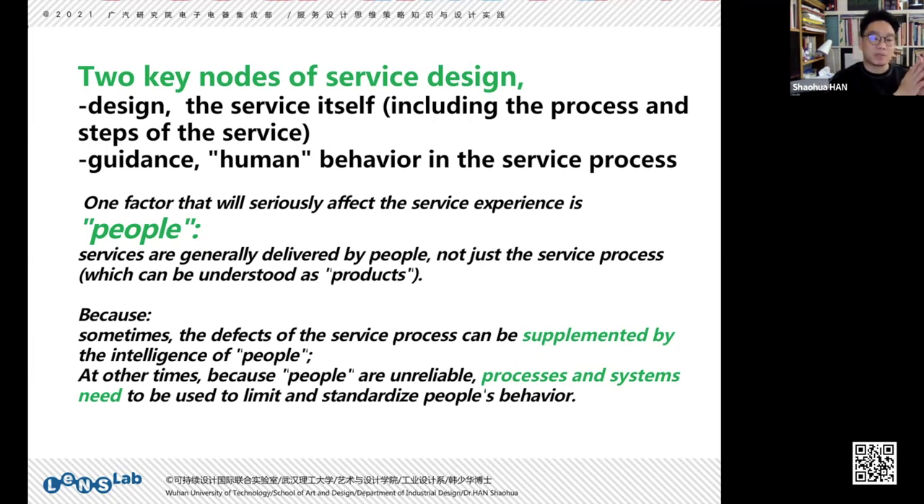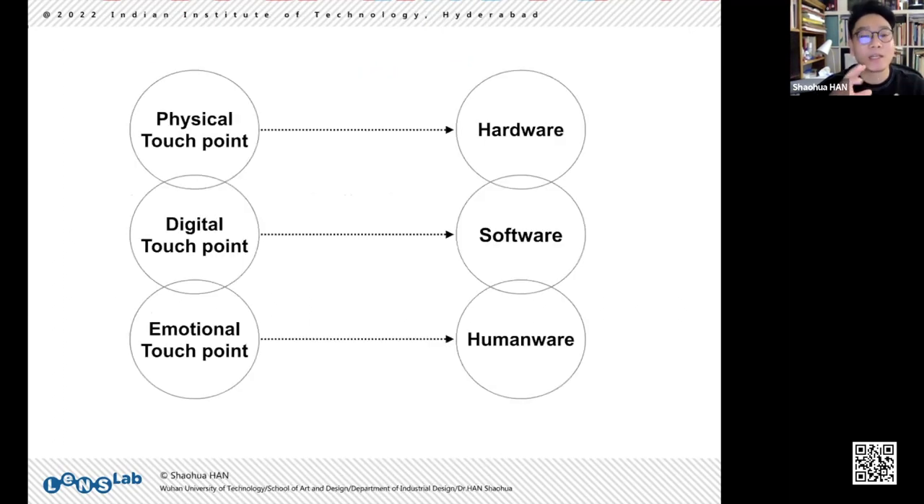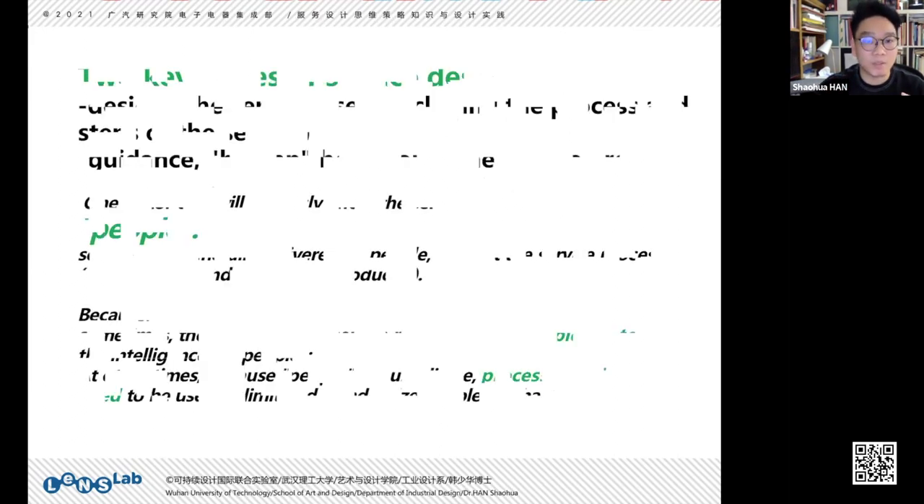But on the other hand, because people, the human, are unreliable, the processes and systems need to be used to limit and standardize people's behavior. That means we can't let the people in our system do anything they want to do. They need to do things in a handbook we give them, right? That's what I think about the people. And the second kind of attachment, the emotional attachment, is really, really important in service design.